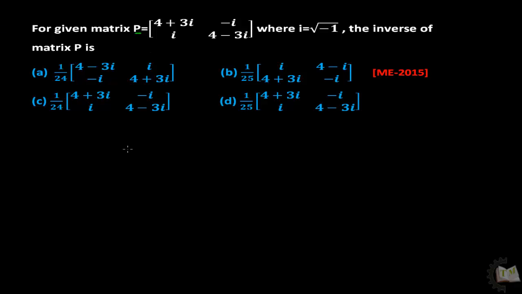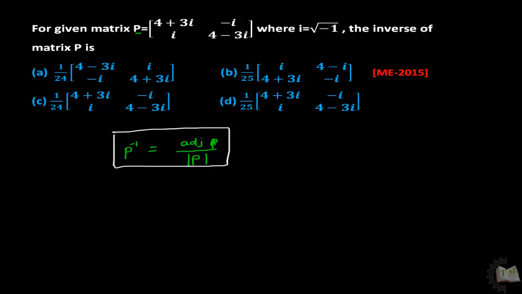Before finding the inverse of the matrix, let me write down the formula. That is, P inverse equals adjoint of P matrix divided by determinant of P. That is the formula, so we go according to this formula. First we have to calculate the adjoint of P, then we calculate the determinant.